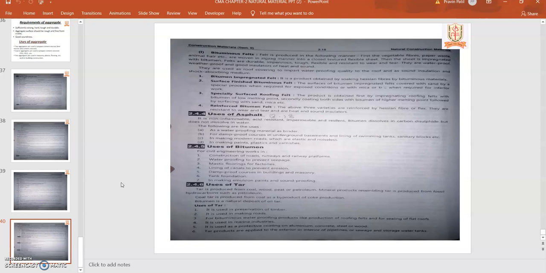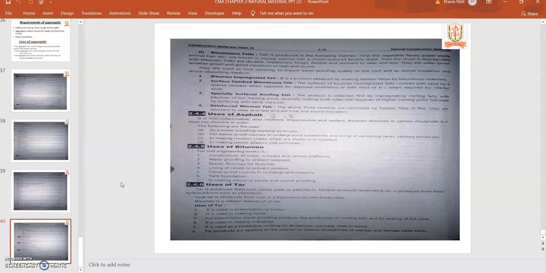The uses of bitumen: first, construction of roadways, runways, railway platforms, then waterproofing, preventing seepage, then mastic flooring for factories, then lining of canals, damp proof courses in building and masonry, then tank foundation, in making emulsion paints and soundproofing. The uses of tars are: it is used in preservation of timber, in making roads, bitumen's waterproofing products like production of roofing felts, then for sealing of flat roofs, then in marine industries, as a protective coating on aluminum, concrete, steel, and wood. Tar products are applied to the exterior and interior of pipelines or sewage or for storage water tanks.